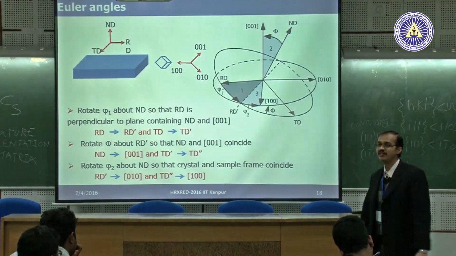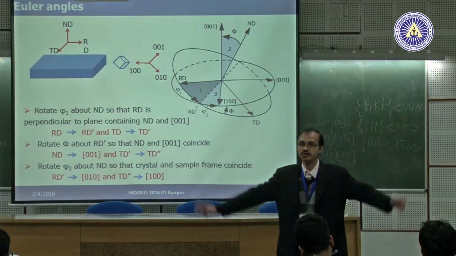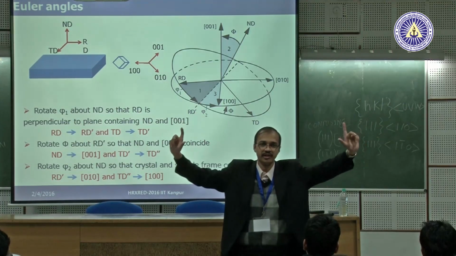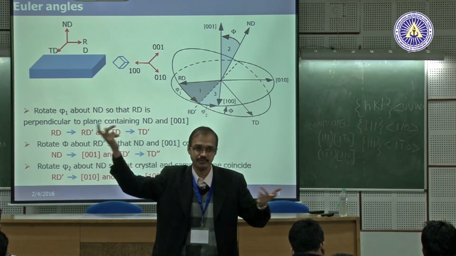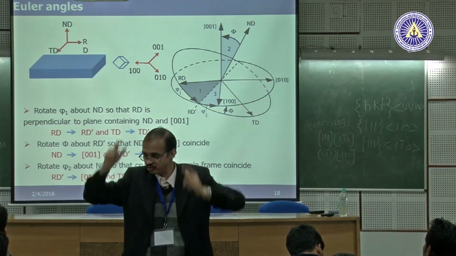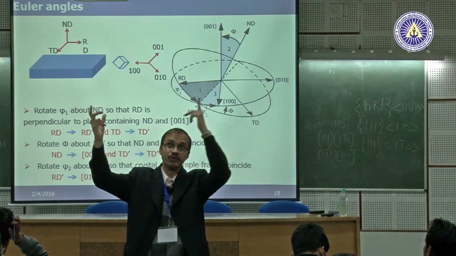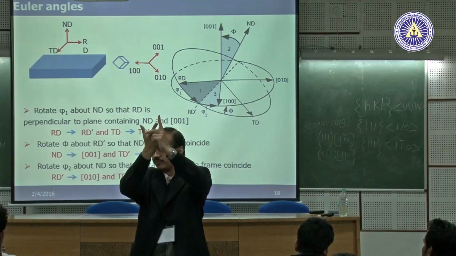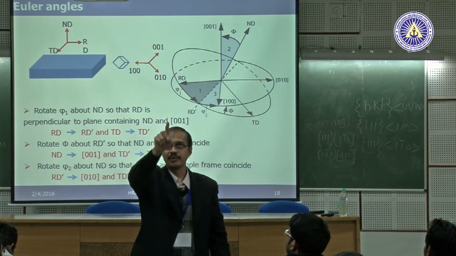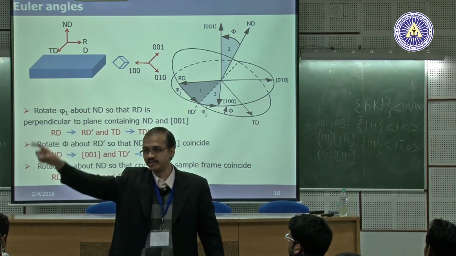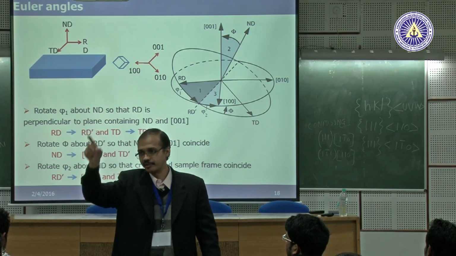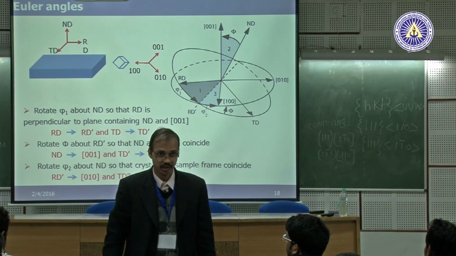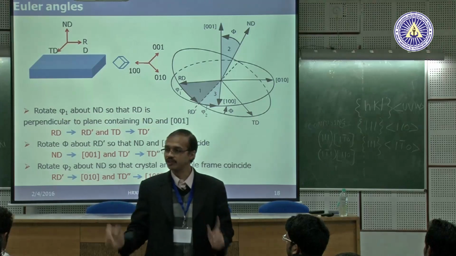Euler angles are a very sophisticated technique. I have essentially two frames of reference, x, y, z, and let me call the other x prime, y prime, z prime. I want to bring them into coincidence. In one case, I was calculating the angle between x prime and x, x prime and y, x prime and z, y prime and x, y prime and y, y prime and z, z prime and x, z prime and y, z prime and z: 9 angles. Instead of that, I want to do it using only 3 angles.